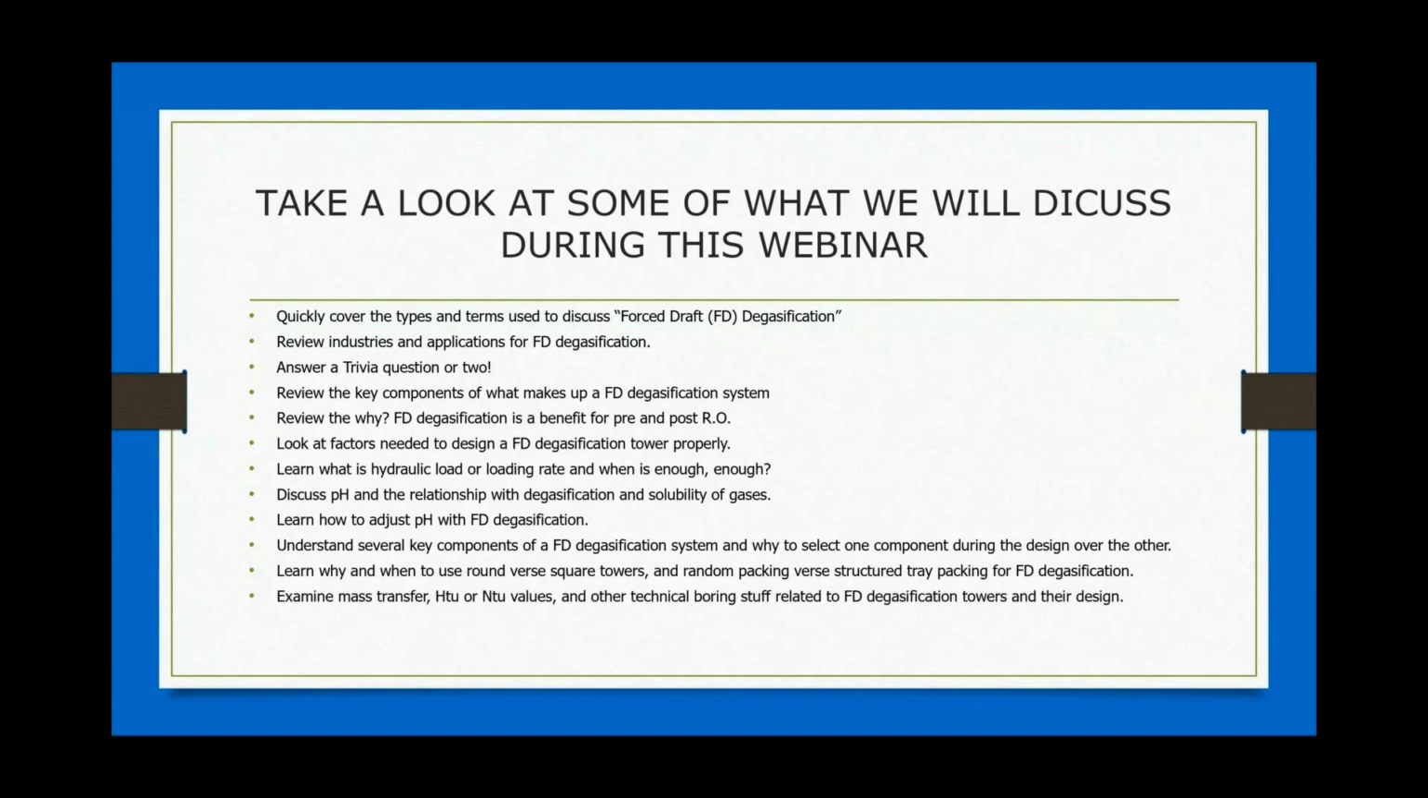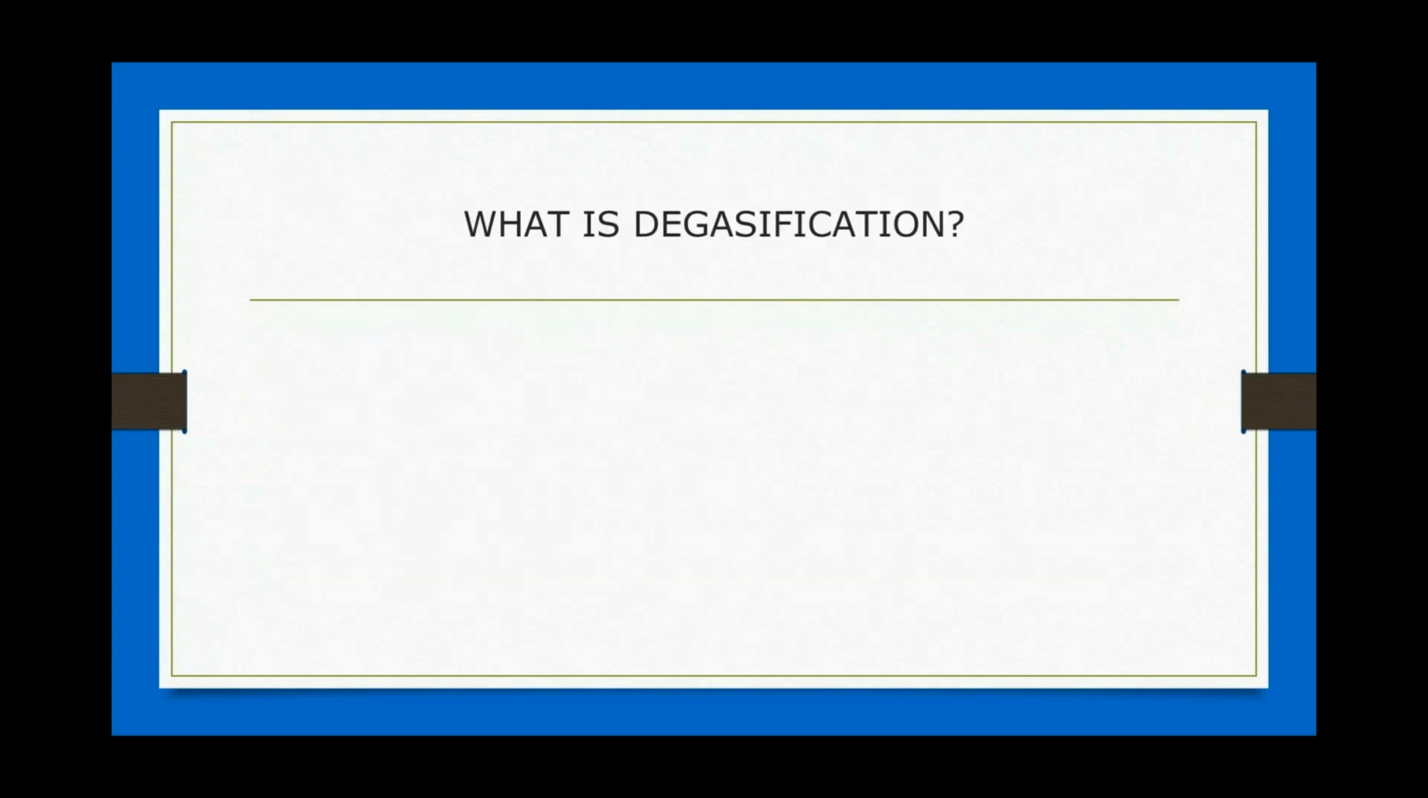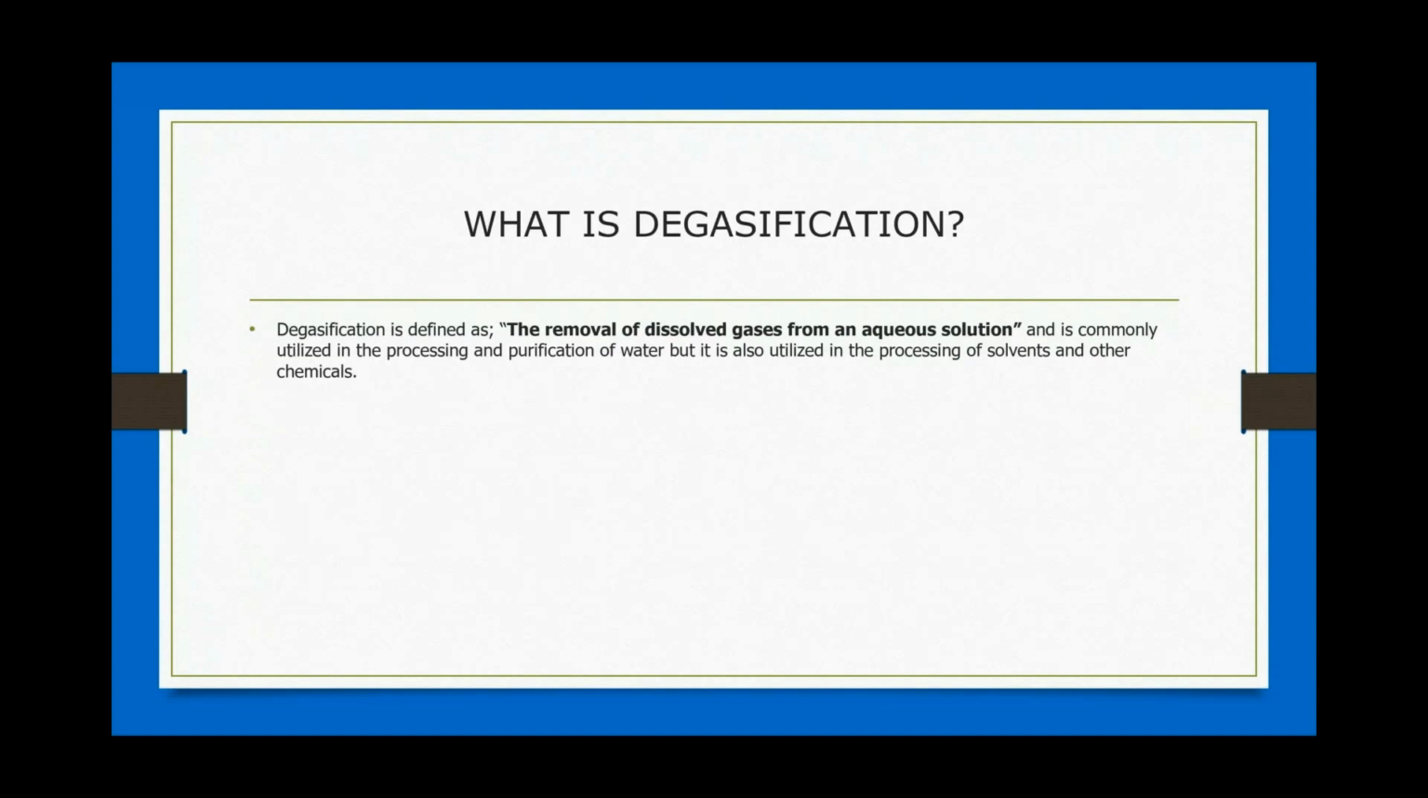And then we'll examine things like mass transfer, HTU, NTU values, and other technical boring stuff related to forced draft degasification towers and their designs. So we'll try not to be too boring, but I want to give everybody a broad range of information. So what is degasification?